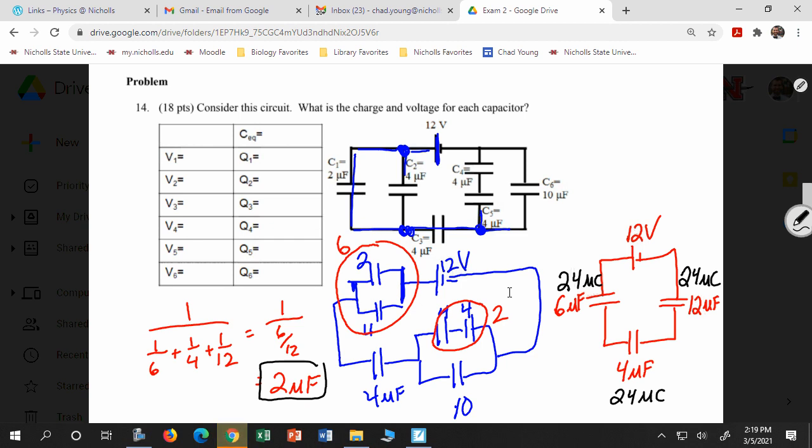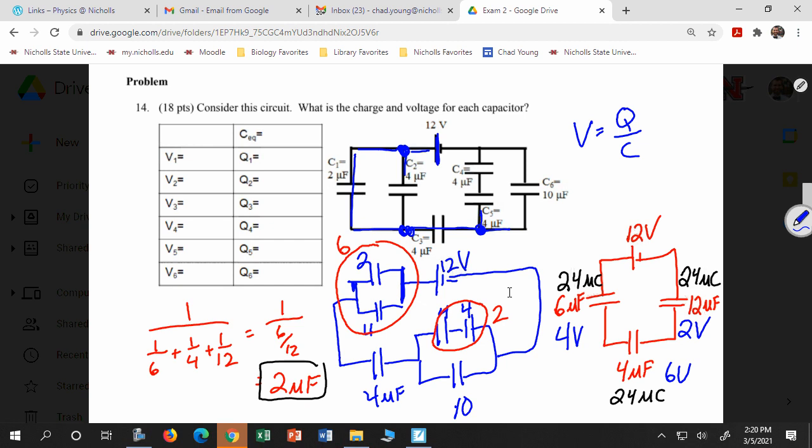Then I can figure out my voltage. Remember, voltage is Q divided by C, so that's going to be 4 volts, 6 volts, and 2 volts. Notice the biggest capacitor has the smallest voltage, and those 3 voltages, 4, 6, and 2, add up to equal to 12.